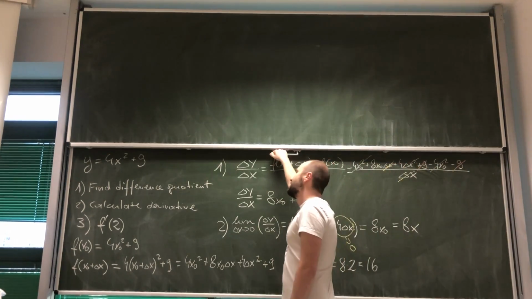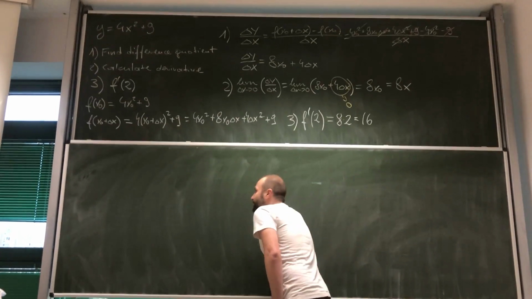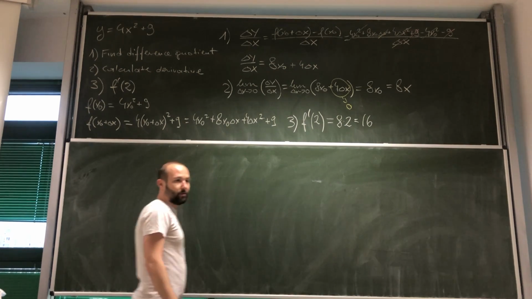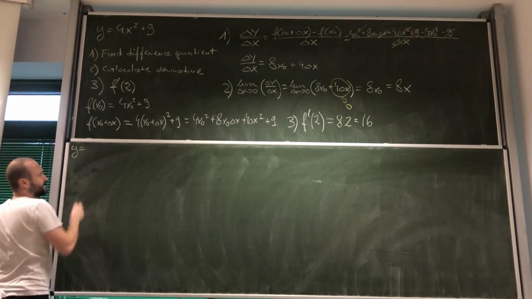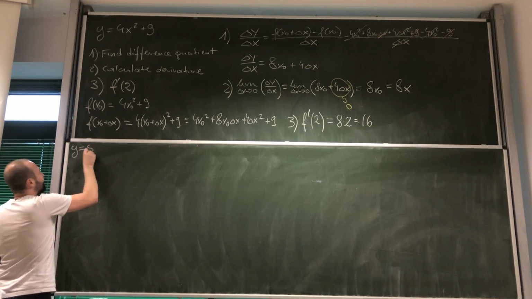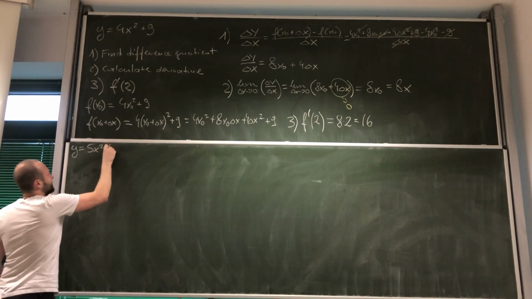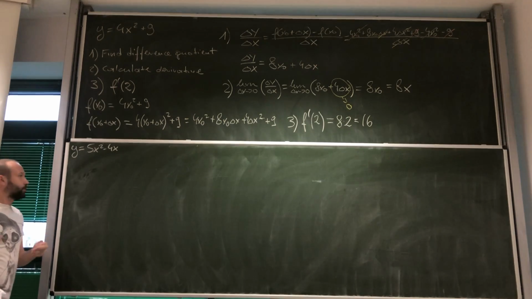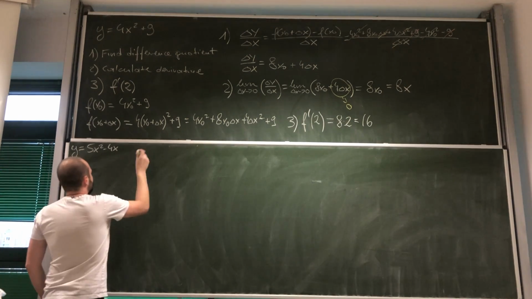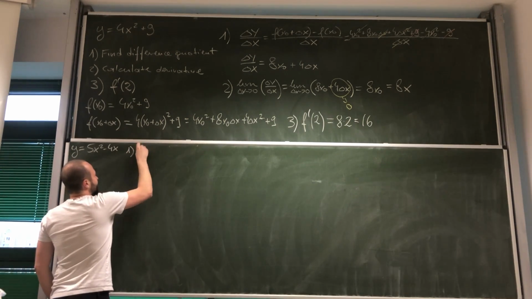Okay, now let's try another example. Now let's just say that y is equal to 5x squared minus 4x. And again, we need to find difference quotient, calculate derivative, and find the value of derivative at point 2. Okay, so first we need to find difference quotient.